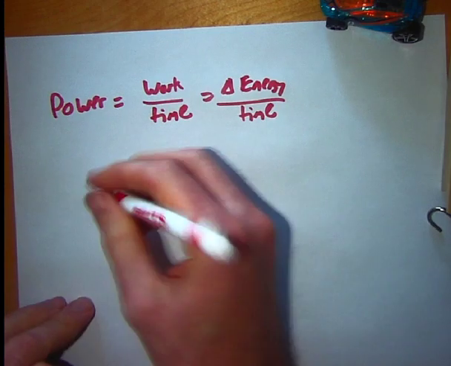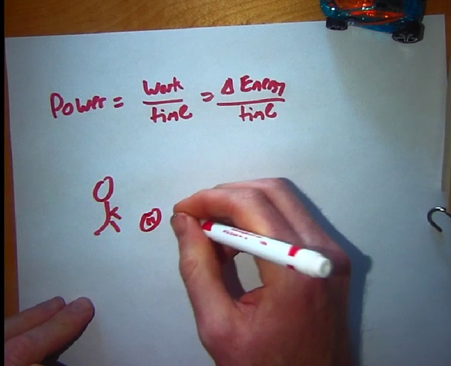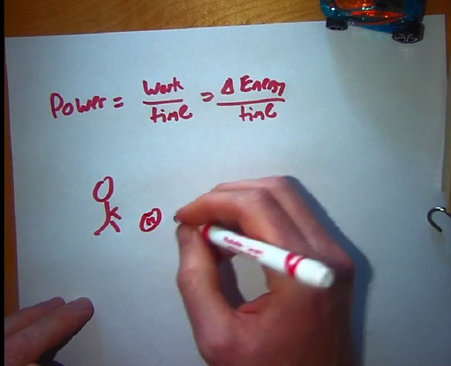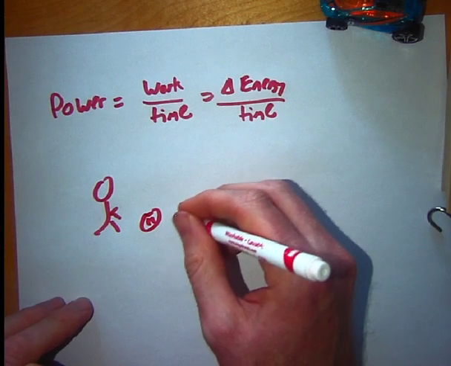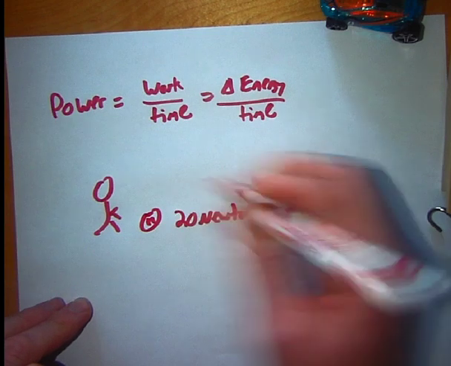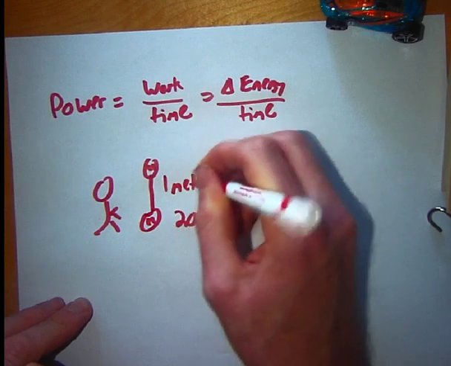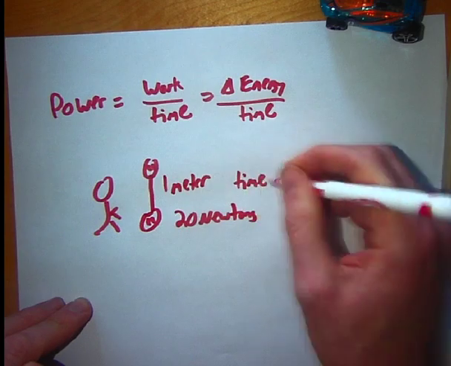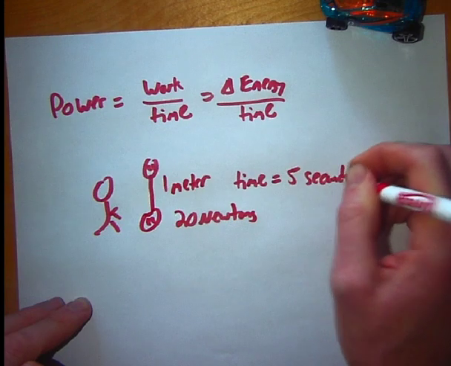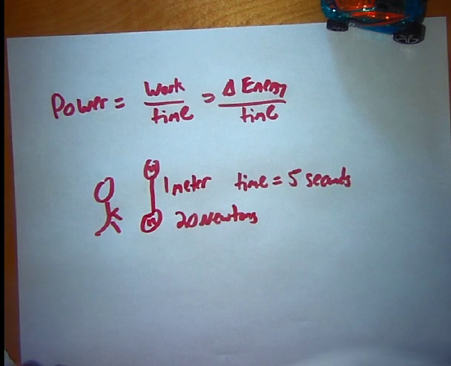Let's do another example here. Let's say we have a person and they lift a bowling ball, and this time let's do the weight of the bowling ball. Let's say the weight of this bowling ball is 20 newtons. They're going to lift the bowling ball up 1 meter in height, and the time it takes them to do that is, well, let's say it's 5 seconds. Well, that's pretty slow. 20 newtons is not very heavy, so this is a pretty slow lift. And I want to calculate the power output here.